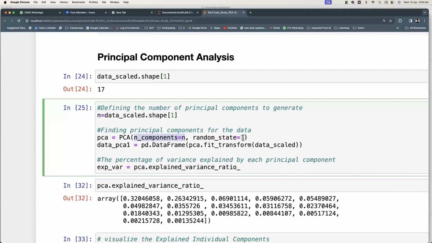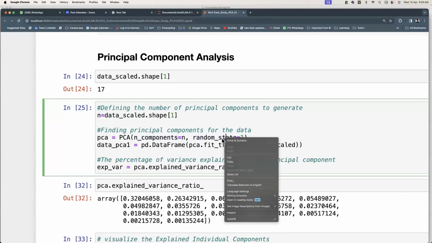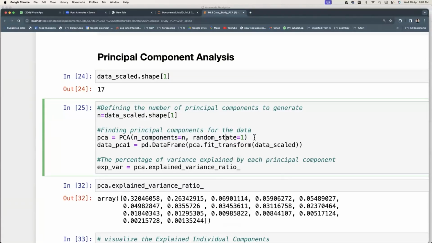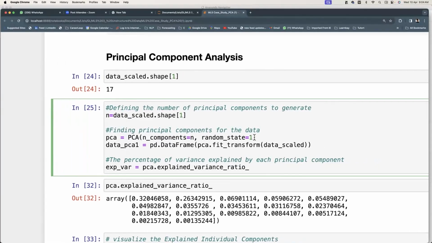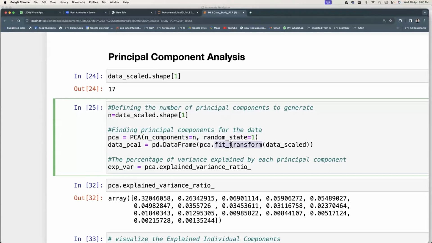Okay. And random state is just to begin with what kind of columns or what data. You can just take any random state so that you end up getting the same particular principal components, right? So this is how I created the object. Okay. And then finally I have to do fit underscore transform. I created PCA with 17 components and I'm doing fit dot transform on my scaled data.